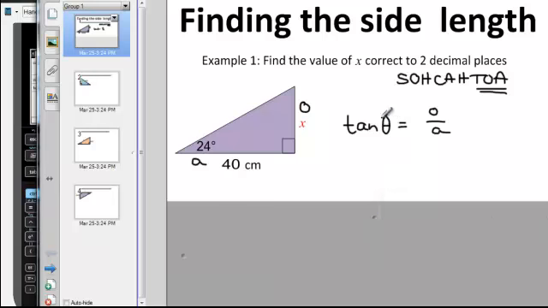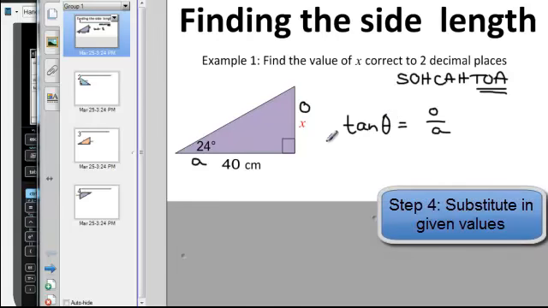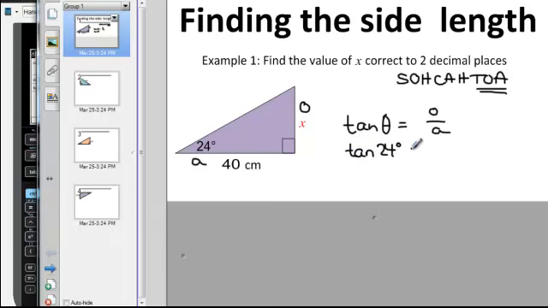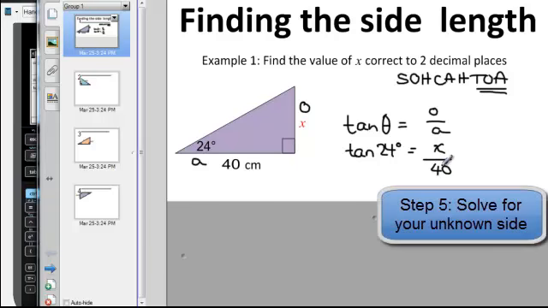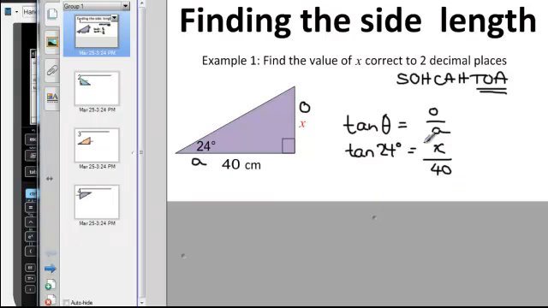And let's fill in what we know. Well, we know the angle in this case is 24 degrees. So we would write the tan of 24 degrees is equal to the opposite side, which is what we want to find out, so that's x, over the adjacent side, which is 40 centimeters. Okay, we can leave the units out for now. And then we just need to solve for x. So in order to get x on its own, this is x divided by 40, so we need to multiply both sides by 40. Okay, so we would do 40 times the tan of 24, and that's going to give us an answer for x.